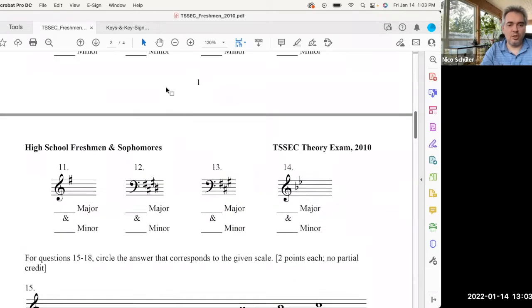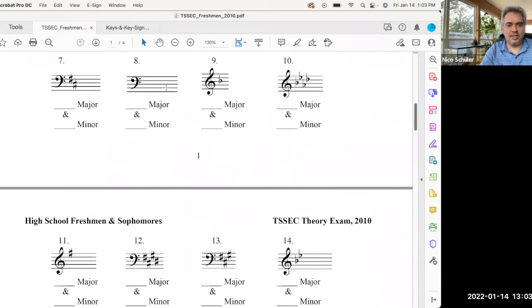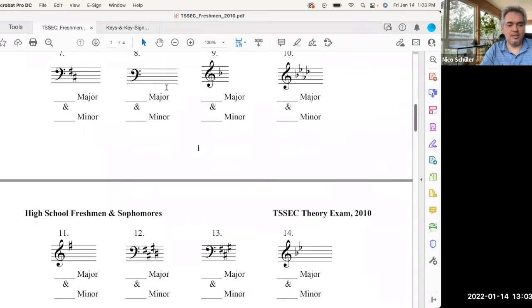So what we will not do today is identifying keys and scales by listening to a piece of music or orally identifying scales. There will be another video about this. Also, we will not talk about identifying the key in real music. There will be a separate video about that as well.